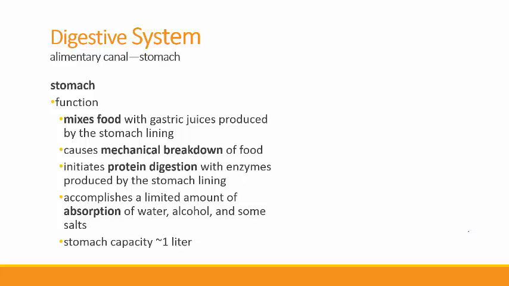And then it can do a little bit of absorption. We can absorb water and alcohol, so we don't have to wait to get our beer or alcoholic drinks into the intestine to absorb the alcohol. It starts to be absorbed almost immediately upon reaching the stomach. Some salts are also absorbed there. The stomach has the capacity of about a liter of material. Get much beyond that, and we start to feel really uncomfortable, and it stimulates movement of material out of the stomach and into the small intestine.